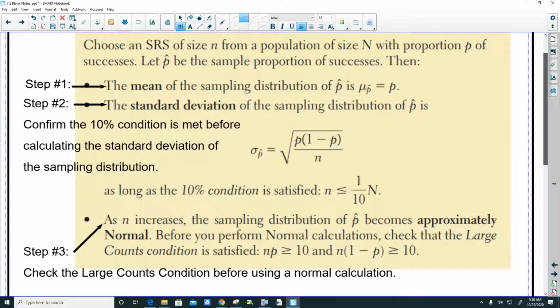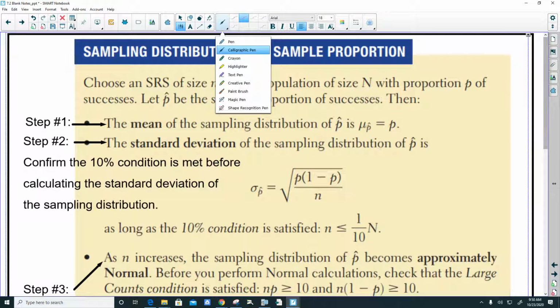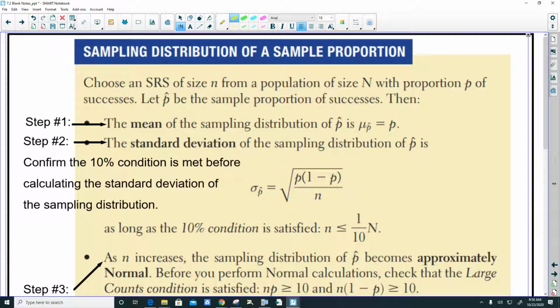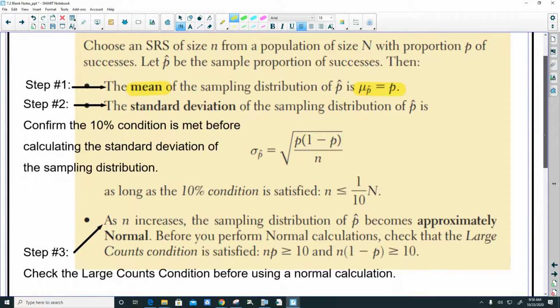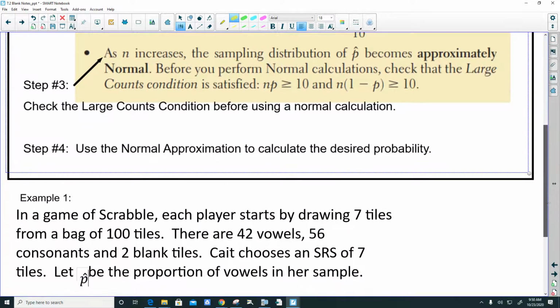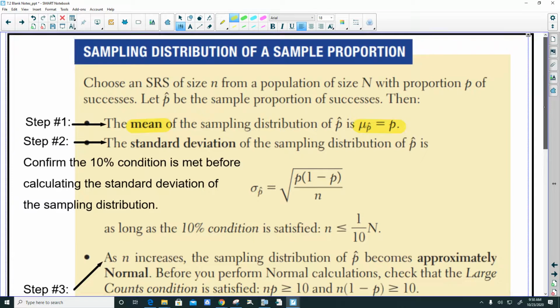And those are the three things that we need to do first with these sampling distributions. So our step 1, we want to make sure that we are identifying what is the mean of the sampling distribution, and that should be whatever your population proportion is. Okay, so let's see if we can do that. Let's walk through this with maybe these examples here. The second step is finding the spread, the standard deviation of your sampling distribution. Now that is using this formula right here.